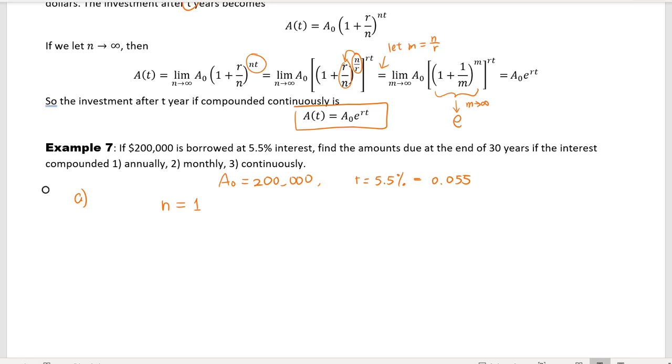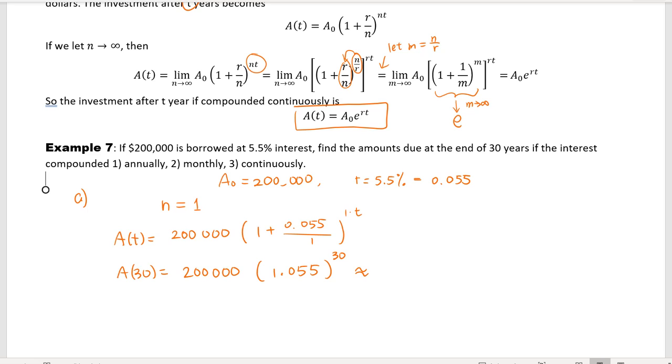Part A, n is 1. Now we can plug into the formula. A(t) is A0, which is 200,000, times 1 plus r, which is 0.055, over n, where n is 1, to the power n t, which is 1 times t. We want to find 30 years. So 200,000 times 1.055 to the 30.